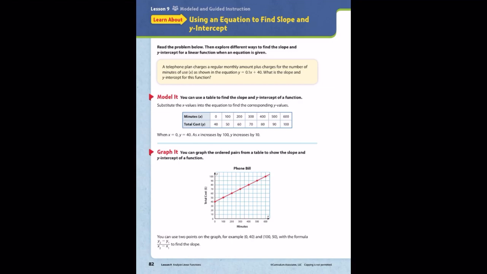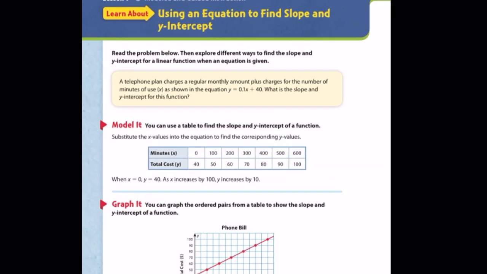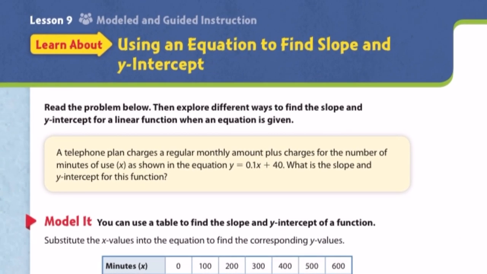All right, so this is from your instruction book, pages 80 and 81. We're looking at using an equation to find the slope and y-intercept. We're going to read the problem below, and then explore different ways to find the slope and the y-intercept for a linear function when the equation is given to us. So here we go. Here's our plan.